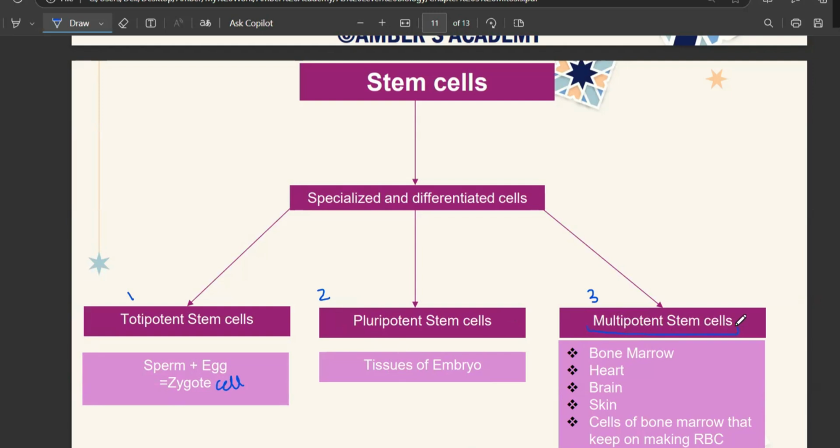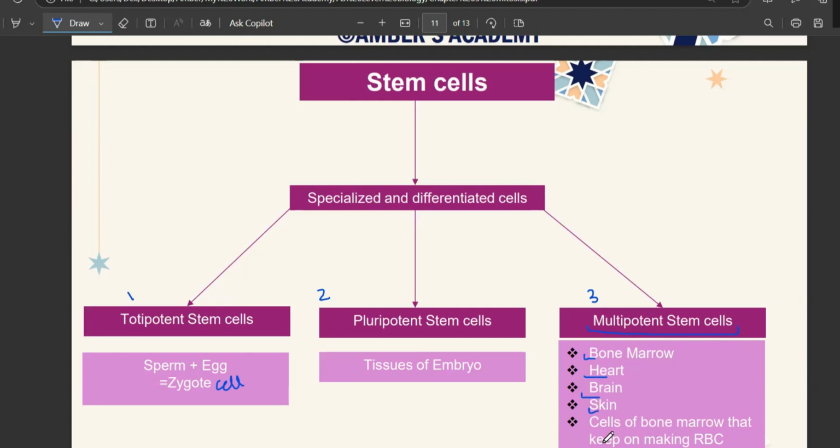Multipotent stem cells means that from zygote to embryo to fetus, now we have all the cells that are differentiated, and they have their certain traits. They are following their certain functions. For example, your bone marrow is responsible for producing RBCs, your heart is working properly, so you have cardiac cells. For the brain, you have proper neurons. For skin, you have dermal cells.